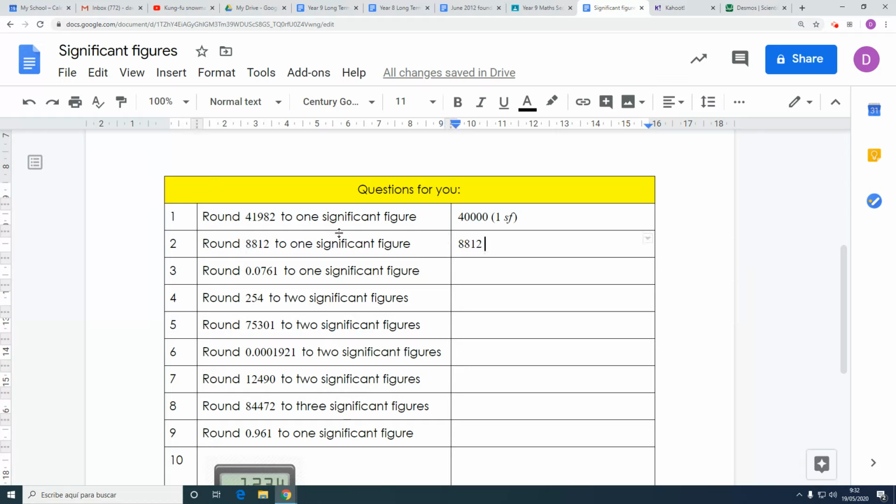Now let's do this one. It also wants 1 significant figure, so the question is now, does that go up to 9, or does it stay at 8? And the answer to that is, well, this second number here is more than 5, so it definitely gets rounded up to 9,000. And then we just have to write 1 SF afterwards, like so.